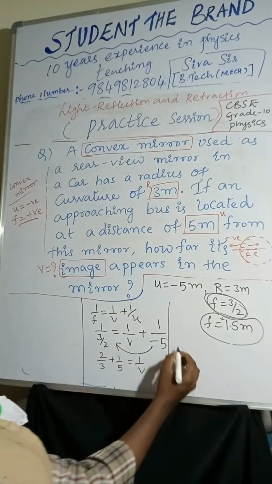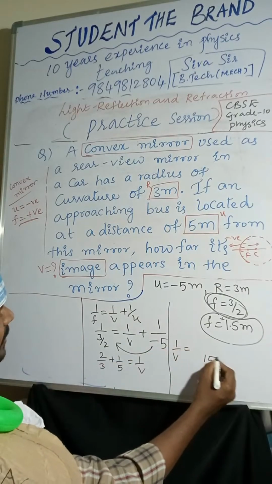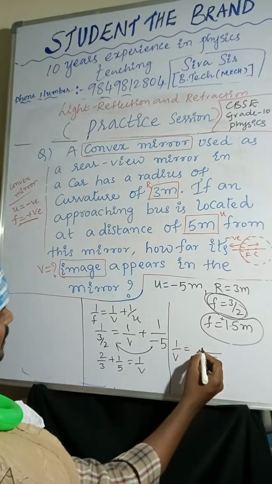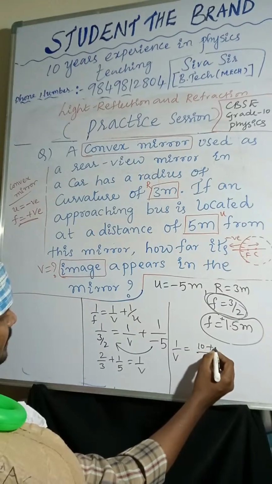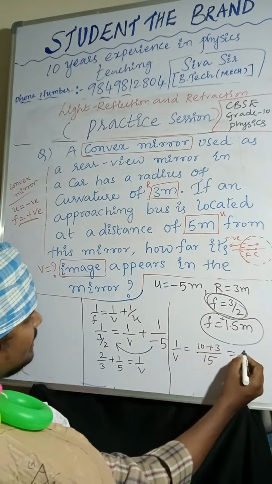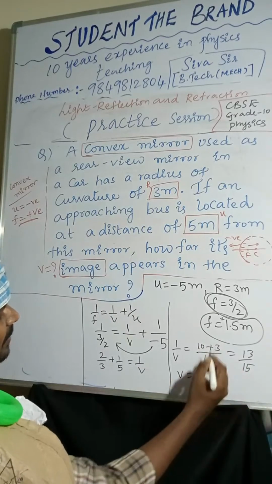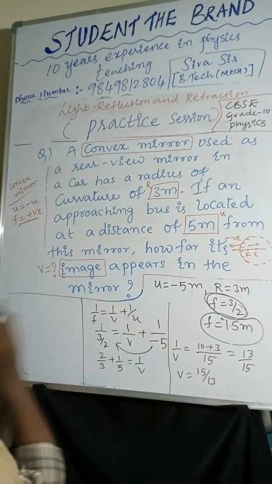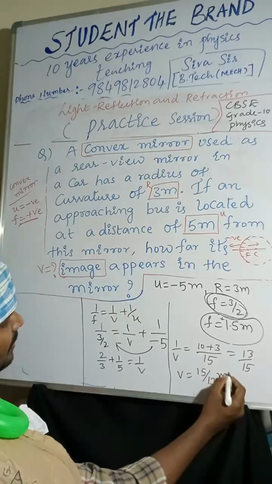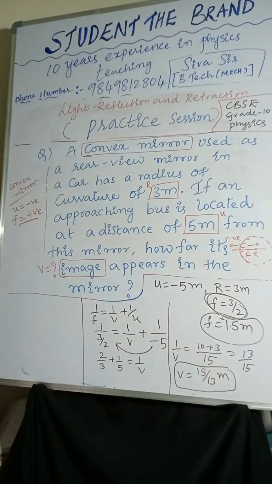Okay, now you are solving. So 1 by V equal to, if you are taking LCM 15, 5, 10 plus 3, then 13 by 15. Then V value equal to reverse of it, 15 by 13. Meter or centimeter? Meter only, because everything we are substituting in meter, right? See how easy it is.